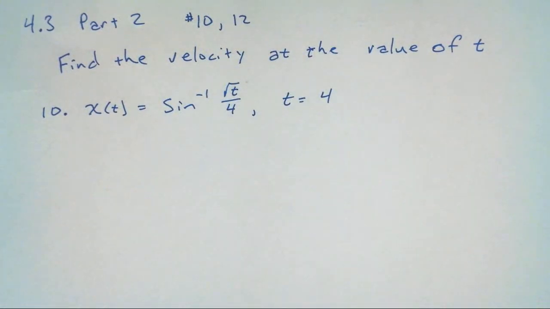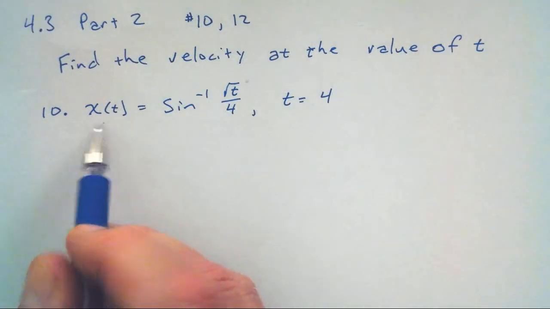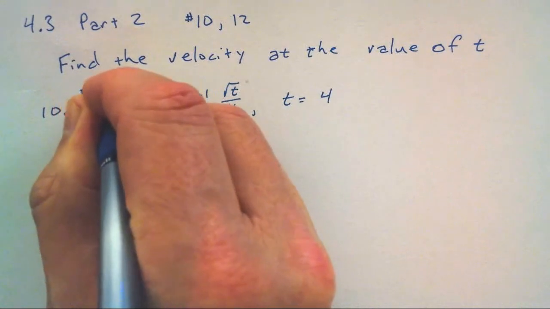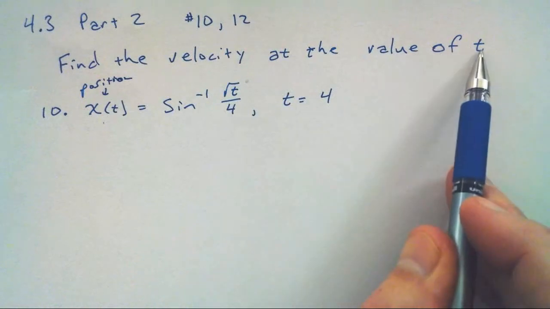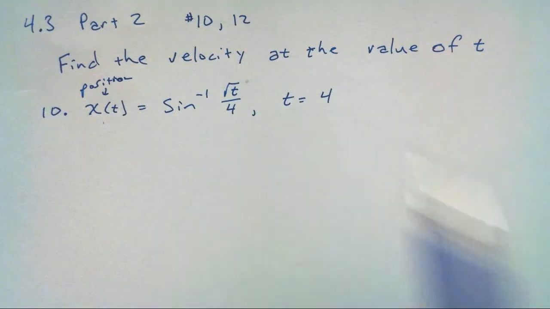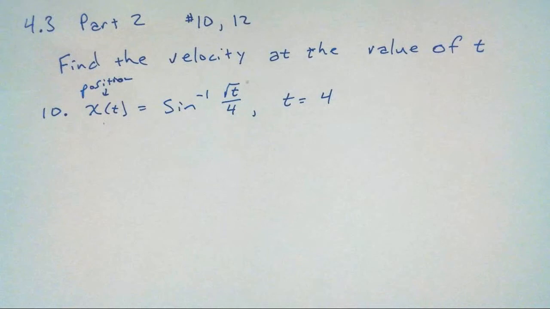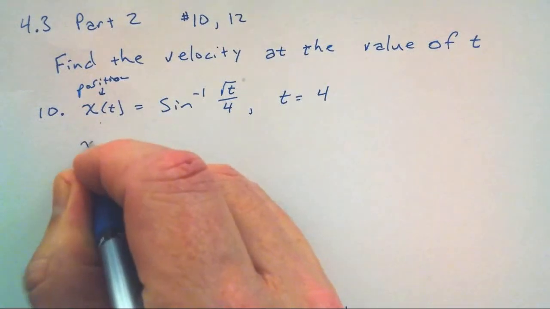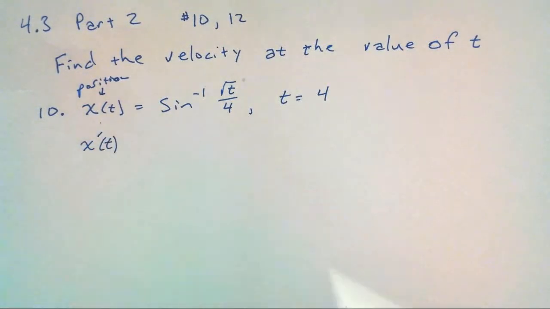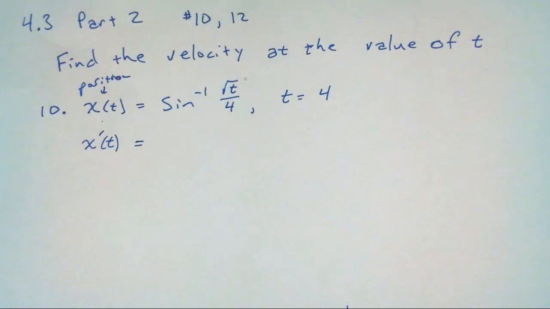So a particle moves along the x-axis so that its position at any time t, where t is greater than or equal to 0, is given as x of t equals the inverse sine of the square root of t over 4. So this is a position function, and we are then supposed to find the velocity at the given value of t. We want to find the velocity when t is 4, and of course velocity is the first derivative of position. So they're just asking us to find x prime of t, the derivative of this function, or dx/dt as the case may be.